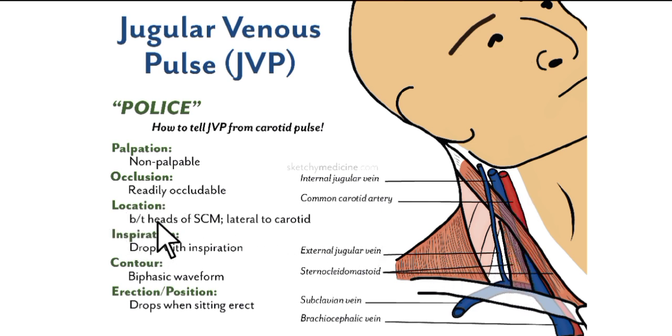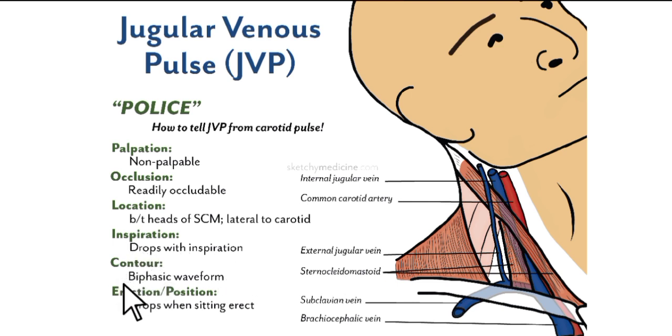And then the location. It's passing between the two heads of the sternocleidomastoid muscle, and it's lateral to the common carotid artery, as you can see. And then what will happen? During inspiration, the jugular venous pulse is going to drop. So it drops with inspiration. When you breathe in, you take air in, it's going to drop.